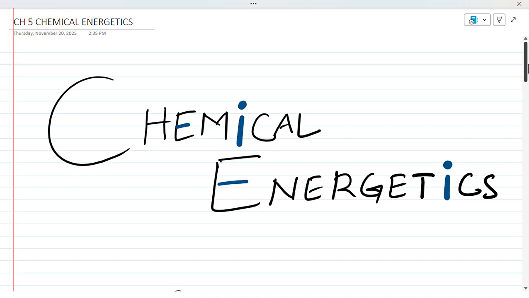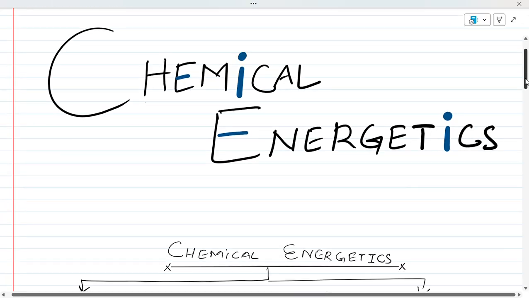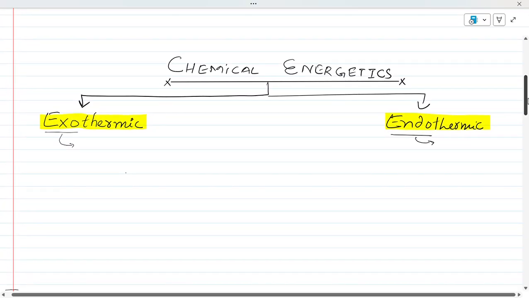In this lesson, we are going to discuss chemical energetics. How can we calculate the chemical energy change or the enthalpy change for any chemical reaction? So let's start. We have two types of chemical reactions on the basis of energy. One is the exothermic reaction and the second type is the endothermic chemical reaction.